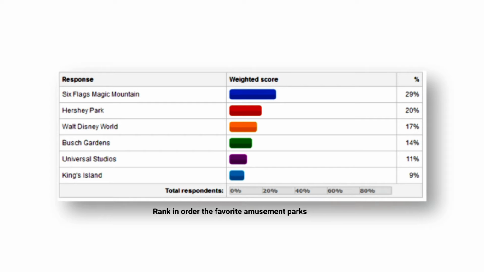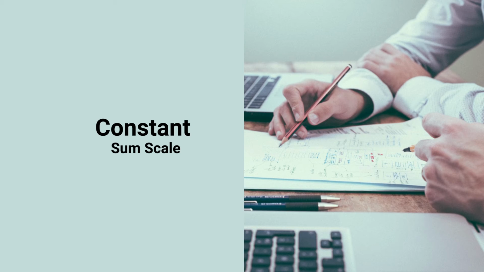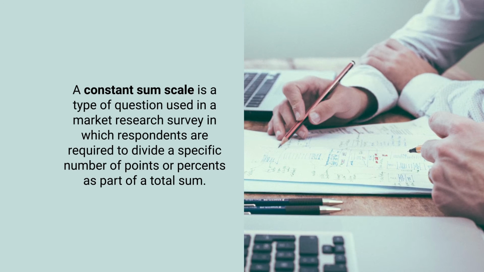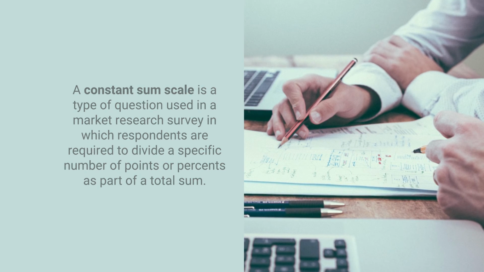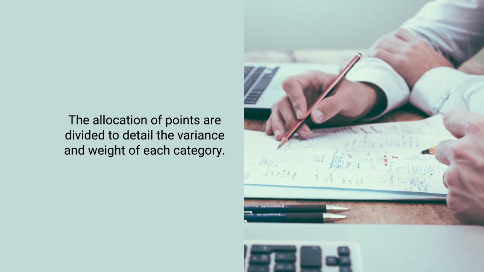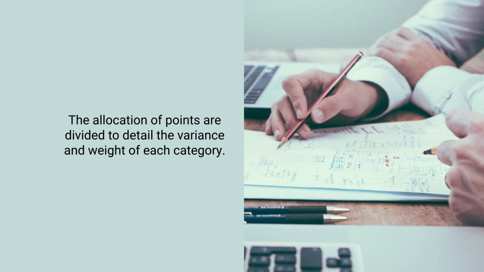Now 1.3 is the constant sum scale, which is the third of the types of comparative scaling techniques. A constant sum scale is a type of question used in market research. This is exclusively used in market research surveys in which respondents are required to divide a specific number of points or percents as part of a total sum. So the allocation of points is divided to detail the variance and weight of each category. So this is basically a constant sum scale, which is massively used in market research surveys.